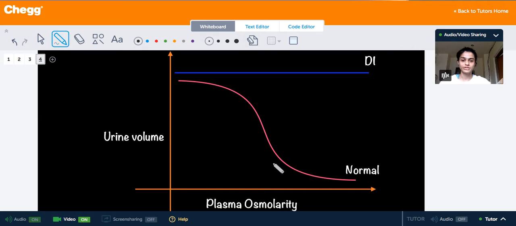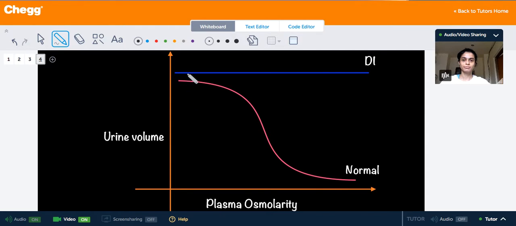So in a normal person, as the plasma osmolarity increases, you can see on the x-axis right here, as you go towards the right with an increasing plasma osmolarity, your urine volume is falling, which means that the more and more dehydrated you get, the less and less urine you're going to produce, which is normal because you're going to try to retain all that water. So in the pink graph right here, this is the change that would occur in urine volume with change in plasma osmolarity in a normal person.